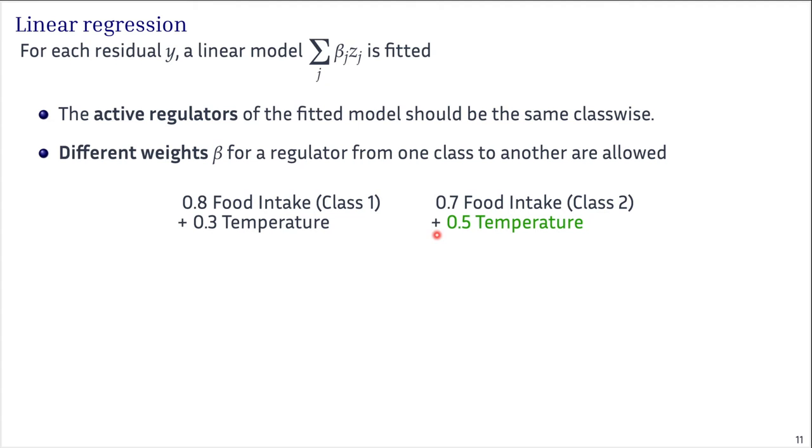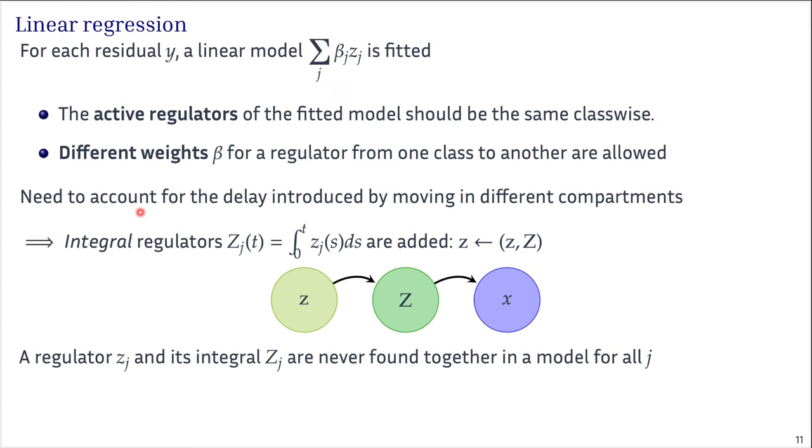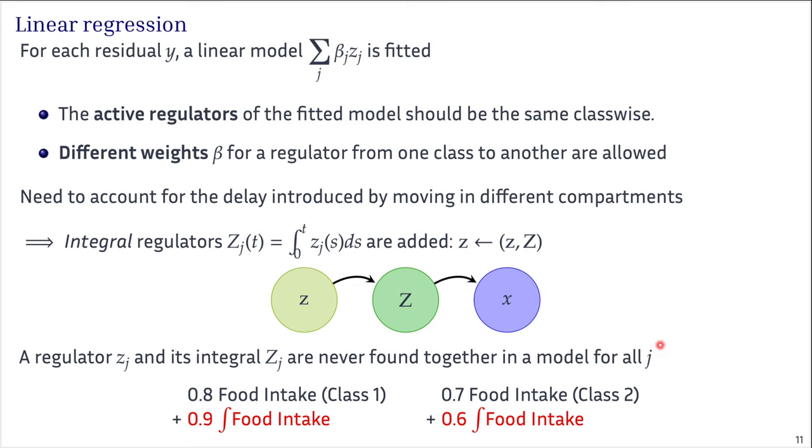Next, we wanted to take into account the fact that a regulator might not act directly on gene expression, but perhaps through intermediate species. To that end, we define integral regulators, which is just the time integral of a systemic regulator. And we add the second constraint, a regulator cannot be found with its integral regulator in the same model. This is just to ensure that among a model, a variable cannot act both in a direct and indirect manner in the expression. So for instance, this model would not be suitable, but this one is.